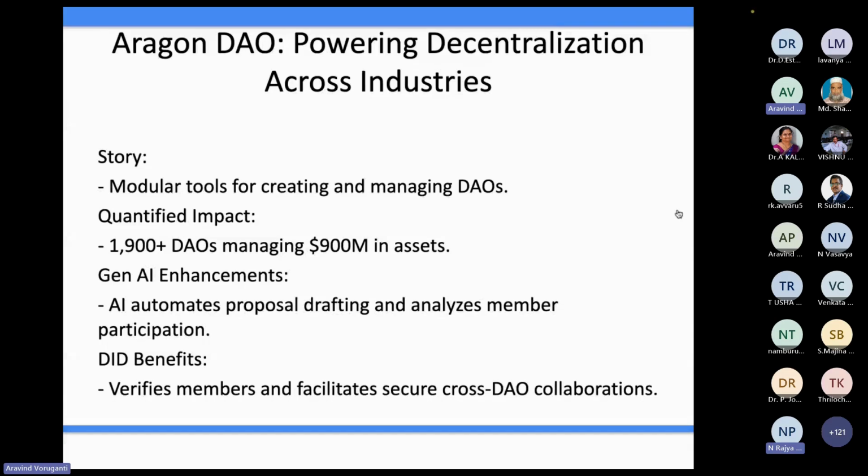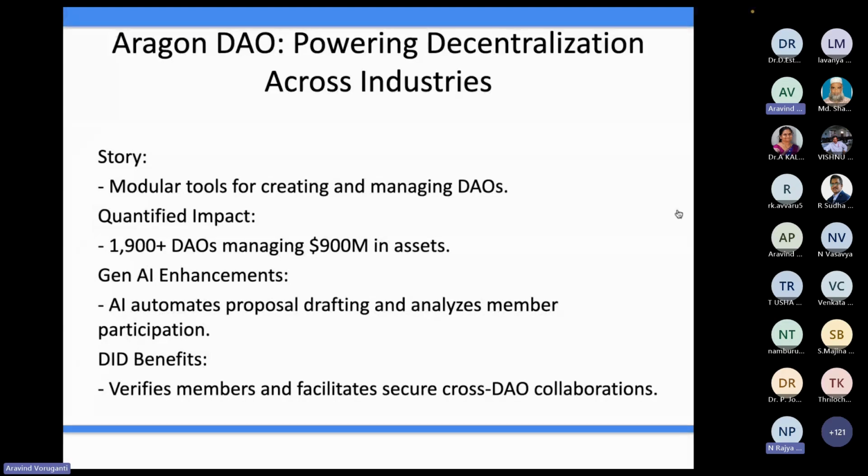This is like today's world, where in an industry, multiple companies in a sector are collaborating with each other. Similarly, multiple DAOs can also collaborate with each other, and Aragon DAO is creating an ecosystem of DAOs to work together. Okay. So this is one interesting DAO which you can deep dive and explore.